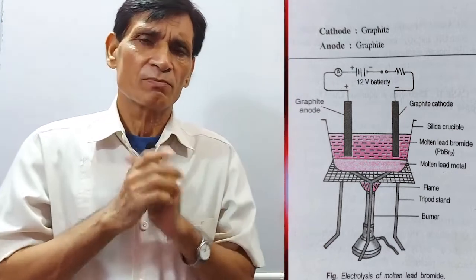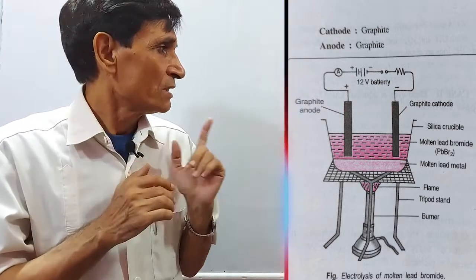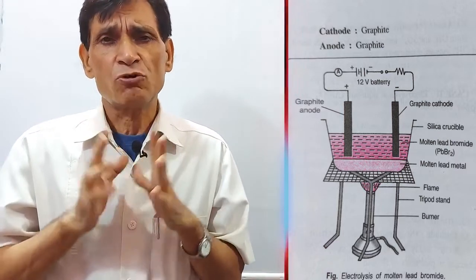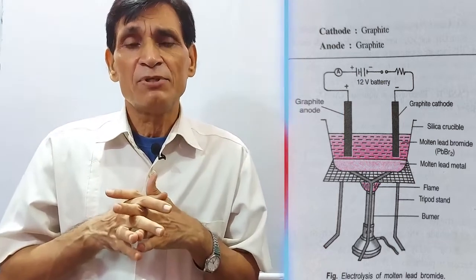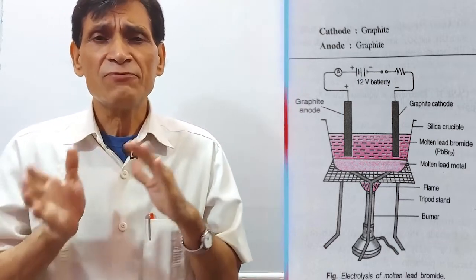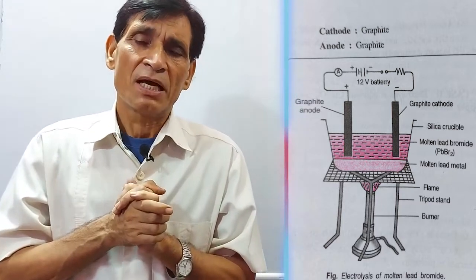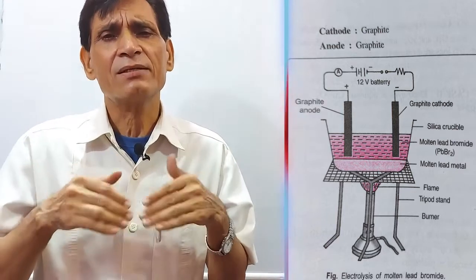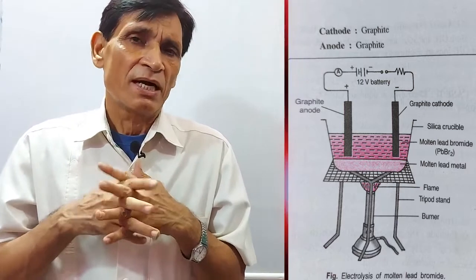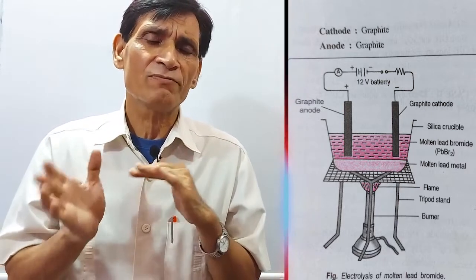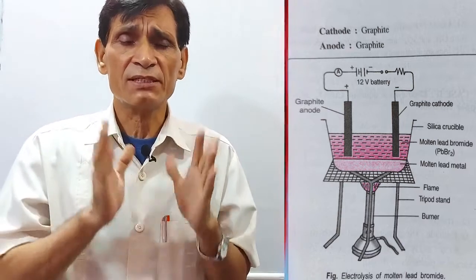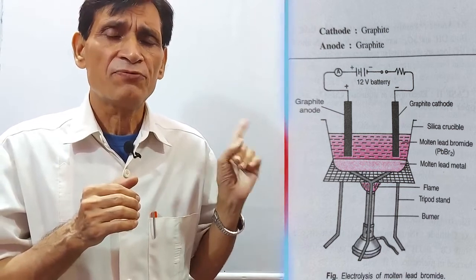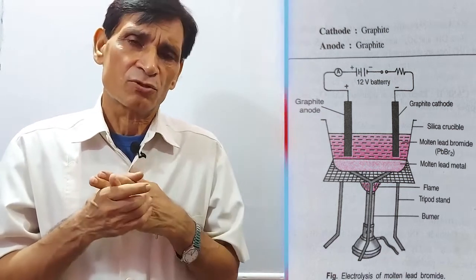Next, third question: why is graphite anode preferred to other electrodes like platinum? Because at the anode bromine vapor is produced, and the temperature of the electrolyte is 380 to 382 degrees. At that high temperature, bromine is highly corrosive and reactive, and it will react with a platinum electrode. This is why graphite anode is preferred to platinum or other electrodes.